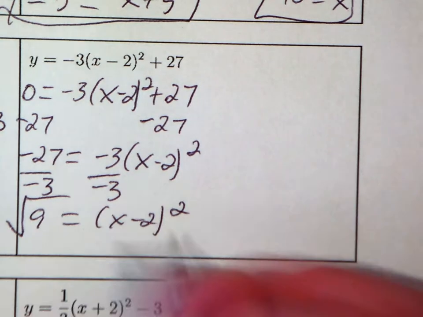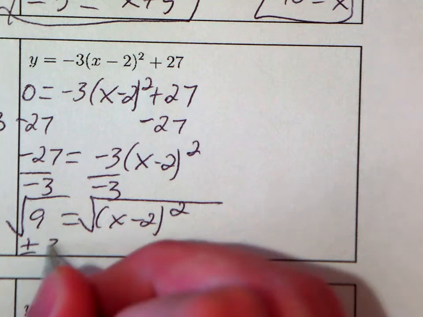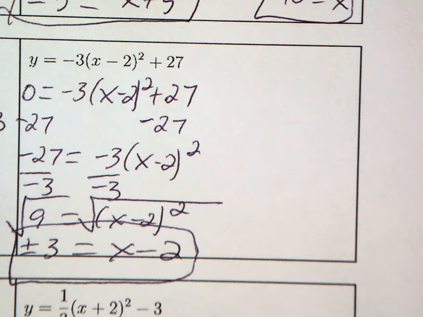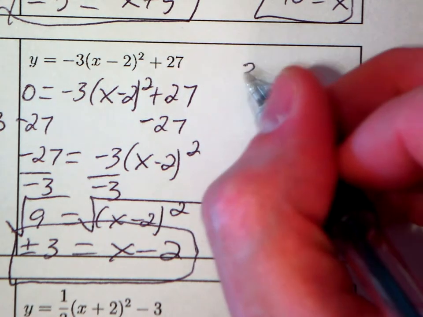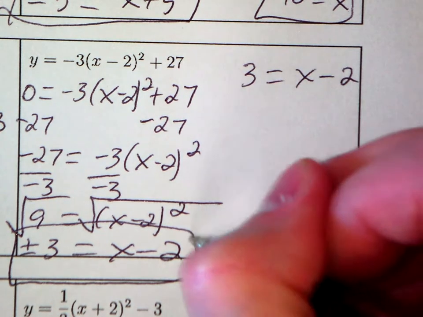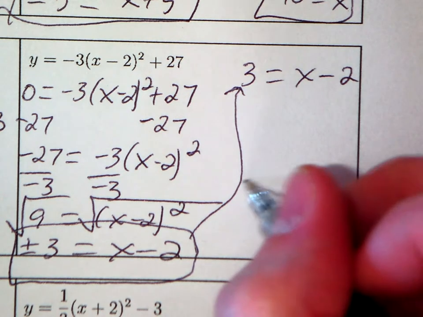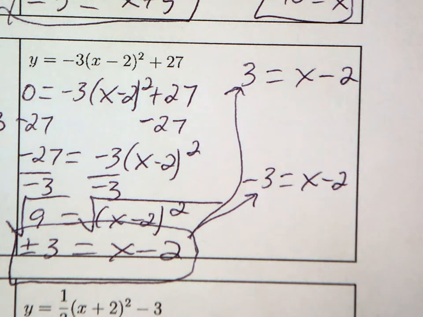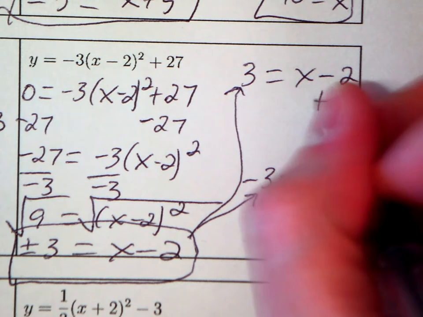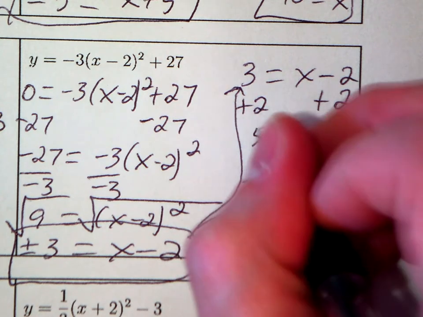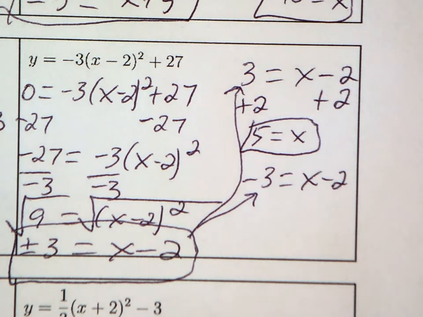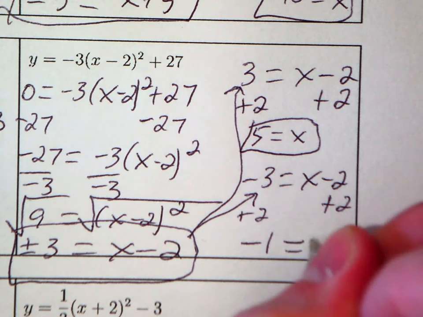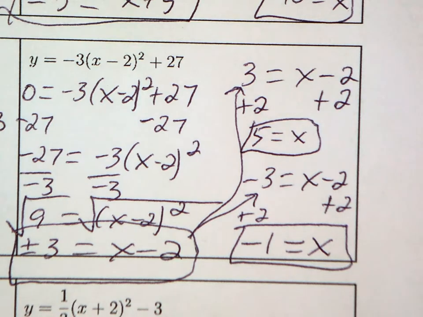When we take the square root of both sides, we get plus or minus 3 is equal to x minus 2. And this is where we split into two possible equations. The first one is 3 is equal to x minus 2. And the second one is negative 3 is equal to x minus 2. The positive answer and the negative answer. Up here at the top, we're going to add 2 to both sides. We get 5 is equal to x. And on the right, when we add 2 to both sides, we get negative 1 is equal to x. Those are the two possible answers.